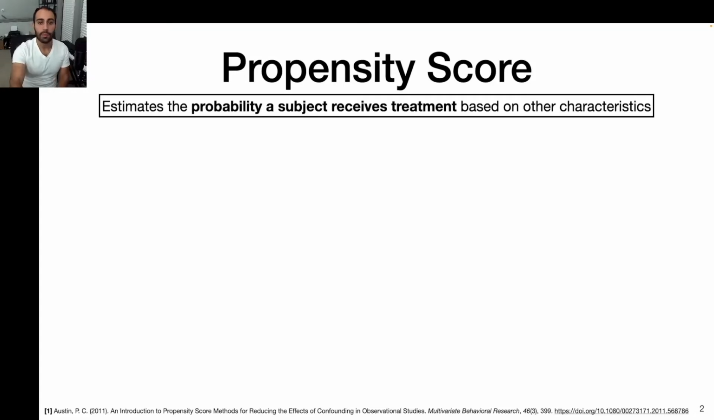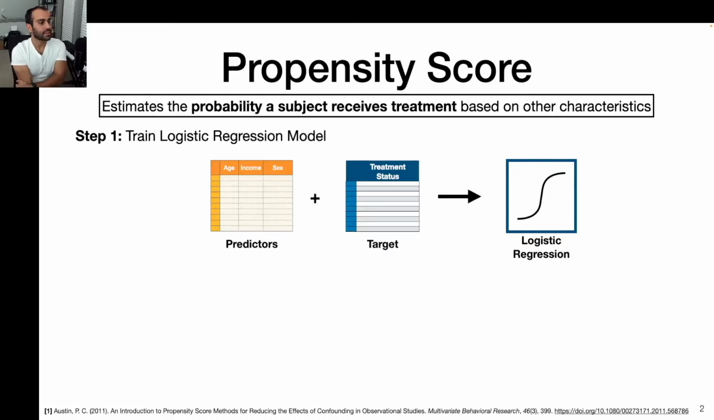A common way of computing the propensity score is a two-step process. First, we train a logistic regression model. What that consists of is taking your covariates, basically any variable that's not your treatment or outcome. Let's say here we have age, income, and sex, and then we set as our target variable the treatment status. In other words, we're using the covariates to predict treatment status. And logistic regression is just a way to connect a set of predictors to a binary target.